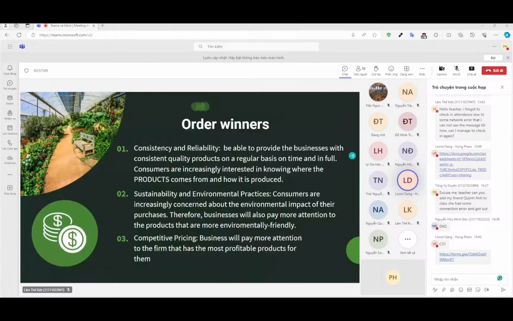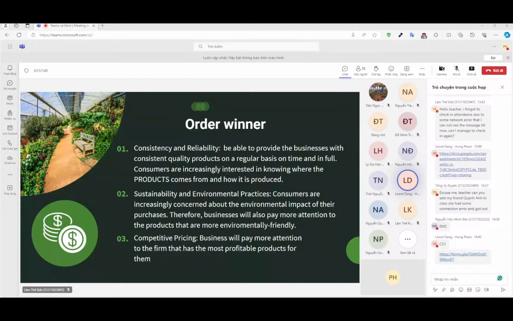In the order winners, there shouldn't be an S, right? You should focus on one order winner criterion. Do you think that the customer will care more about the consistency and reliability, or do they care more about the sustainability and environmental sustainability, or do they care more about the pricing? Right?